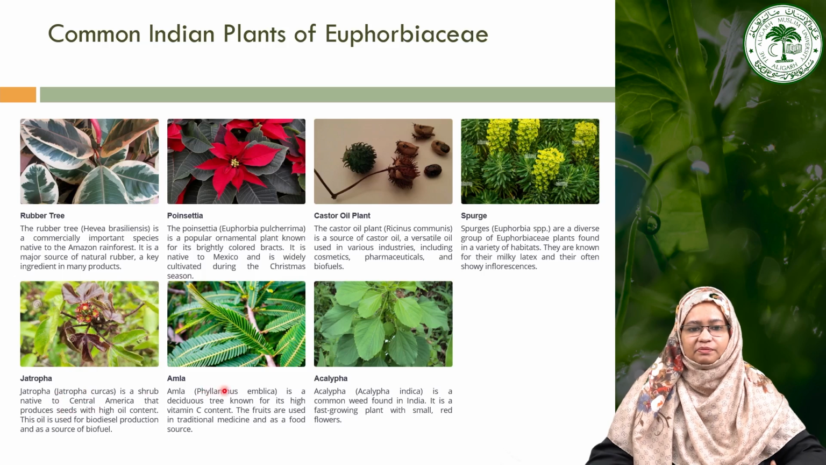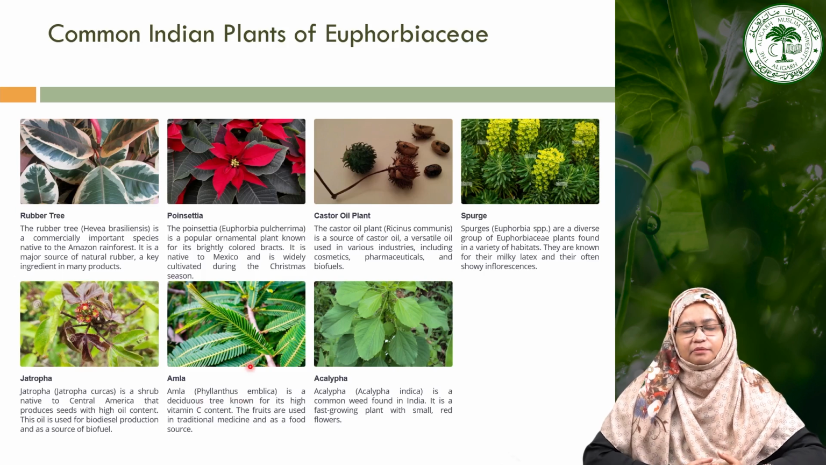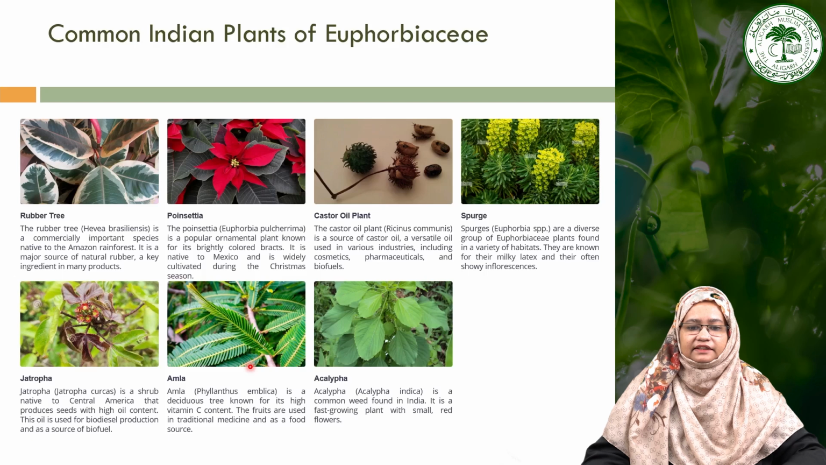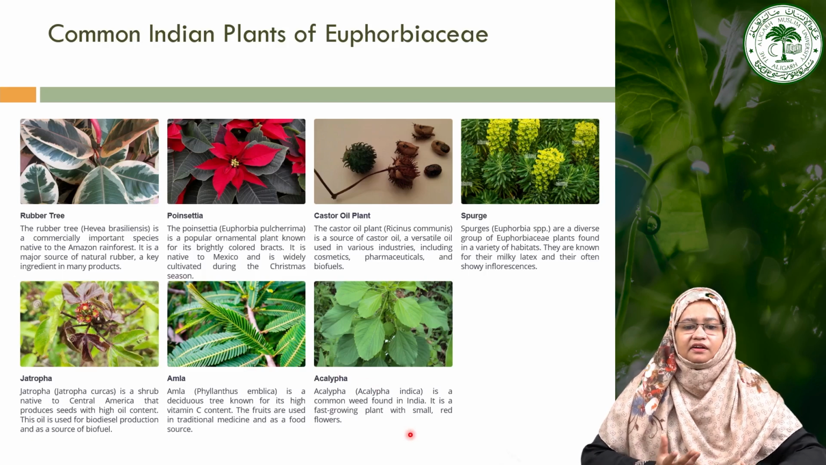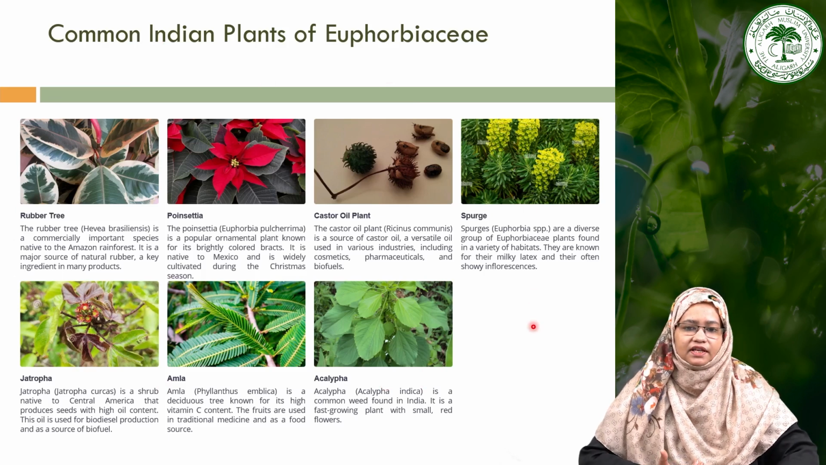Then the next common plant in India is the amla, Phyllanthus emblica, the fruit of which is quite rich in vitamin C and used in traditional medicines, and is a source of vitamin C. And the next one is Acalypha. Acalypha is a common weed plant in India. It is also cultivated as a garden ornamental plant. So these are some common plants that occur in India and throughout the world. So this family has quite good representation in India.